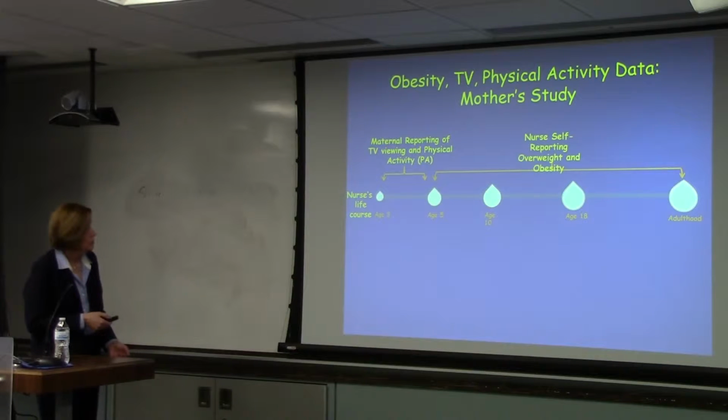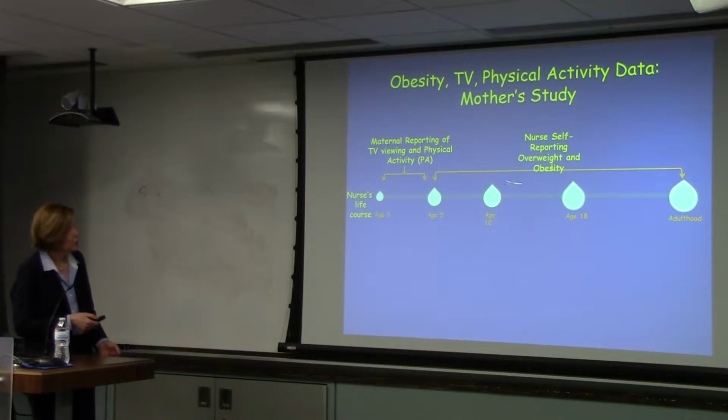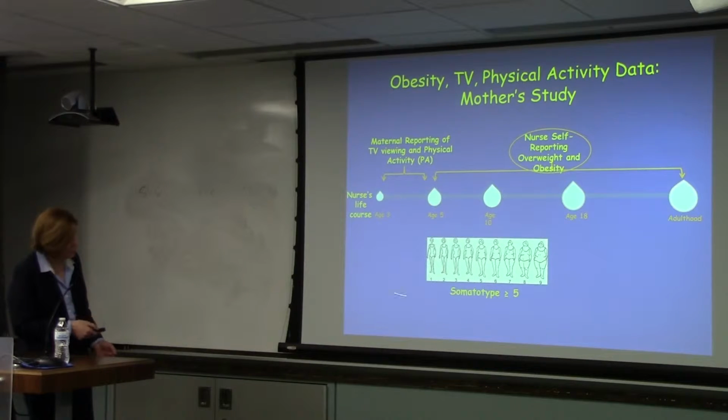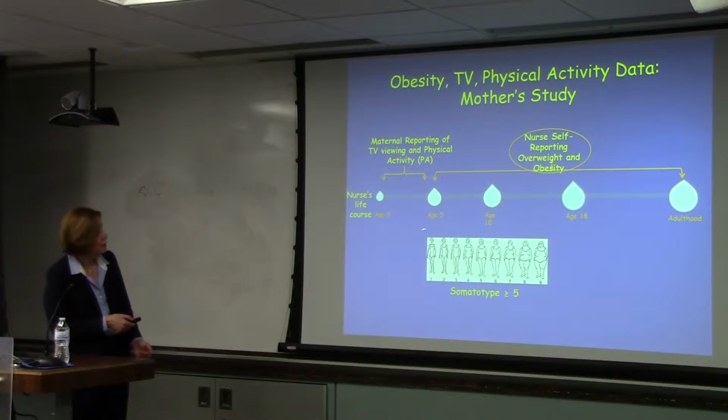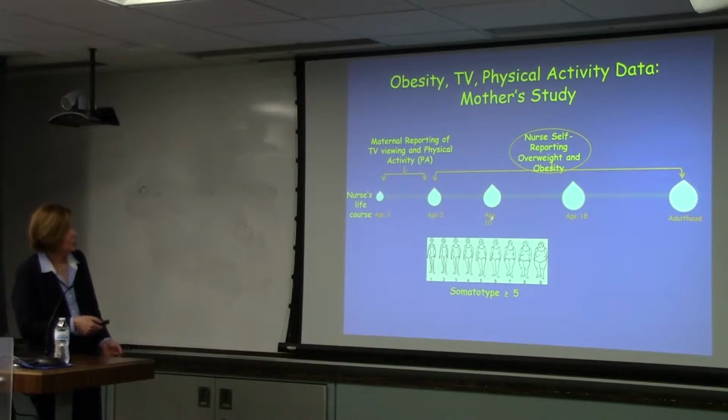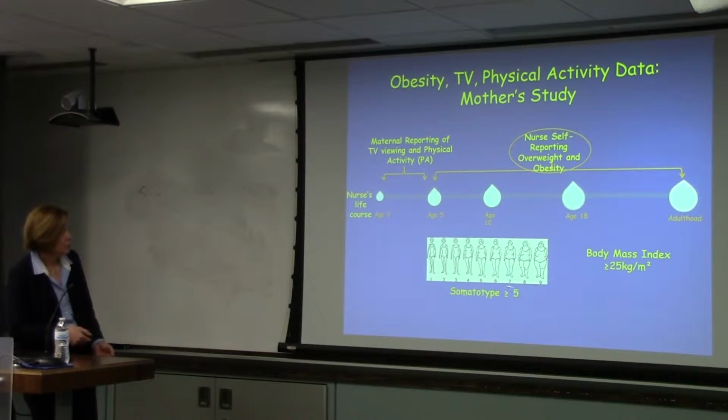She then took the nurses' self-reported overweight and obese data based on the standard somatotypes that were provided to the nurses to identify which image was associated with them at age 5 and age 10, and then reported data for actual weight and height at age 18 and adulthood. And any somatotype of 5 or greater was considered overweight.